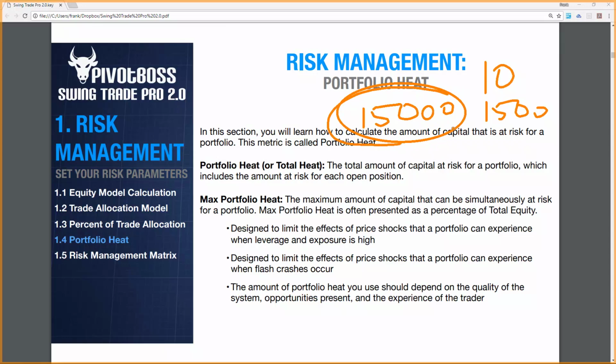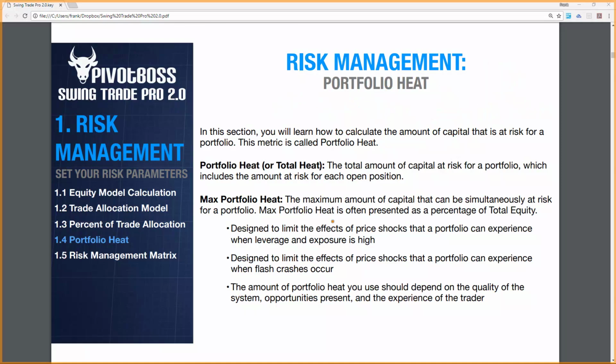And so understanding what this amount is as a percentage of your total equity is very, very important, because you don't want that percentage to be too high. So the maximum amount of capital that can be simultaneously at risk for a portfolio is max portfolio heat. Max portfolio heat is often presented as a percentage of total heat. So what this is designed to do is to limit the effects of price shocks that a portfolio can experience when leverage and exposure is high. It's designed to limit the effects of price shocks that a portfolio can experience when flash crashes occur.